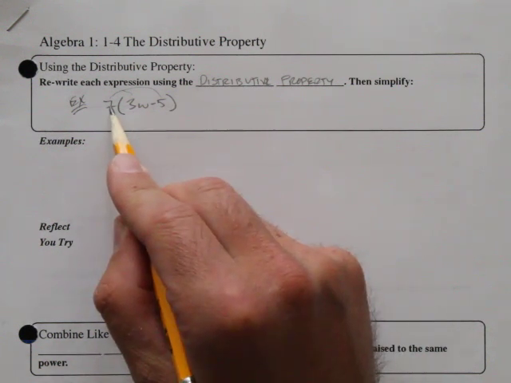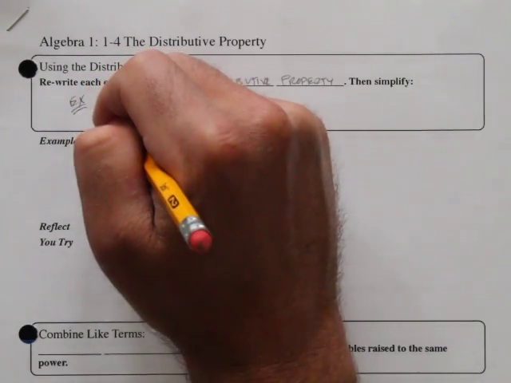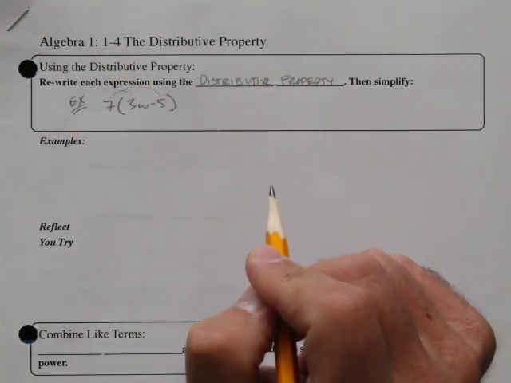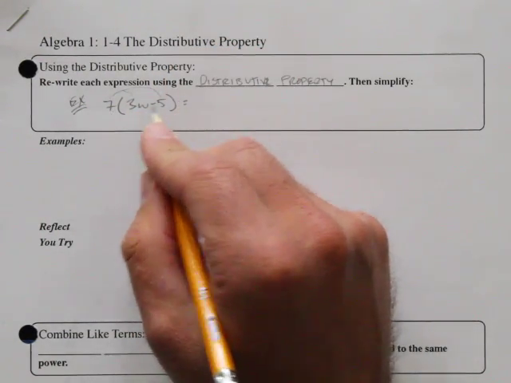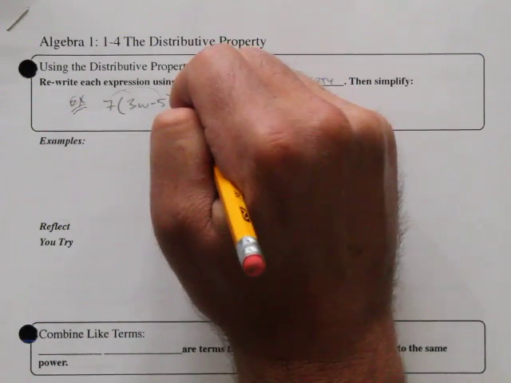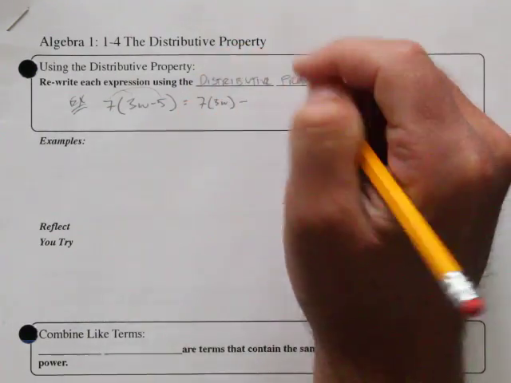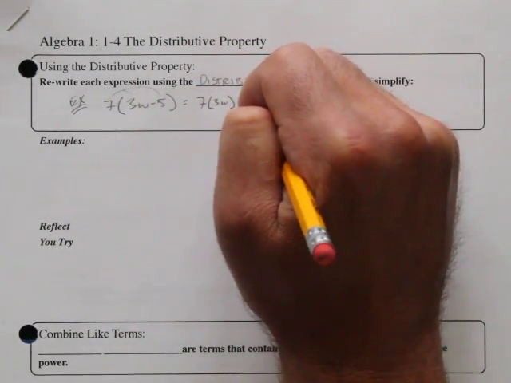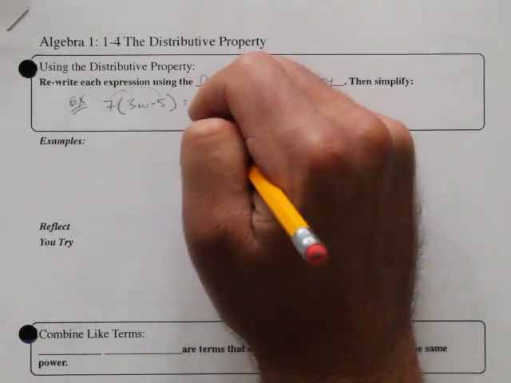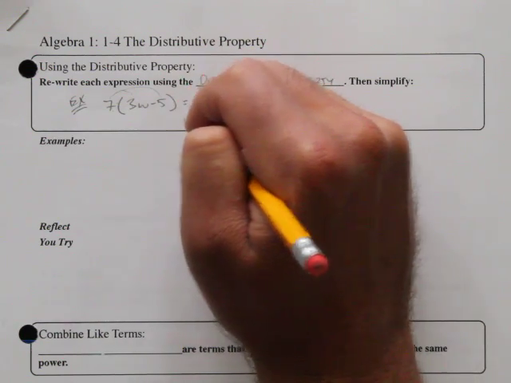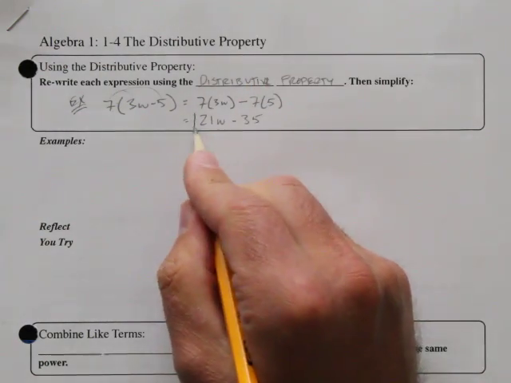7 times 3w is 21w. Let's show one extra step actually. I'm going to show how we're multiplying these. So I've got 7 times 3w minus 7 times 5. Now I'll multiply the 7. So I've got 21w minus 35, and that is your final answer.